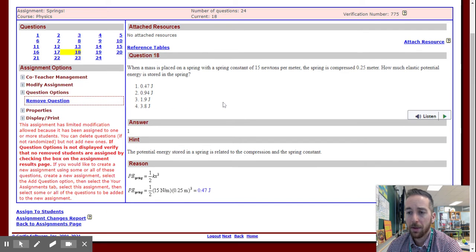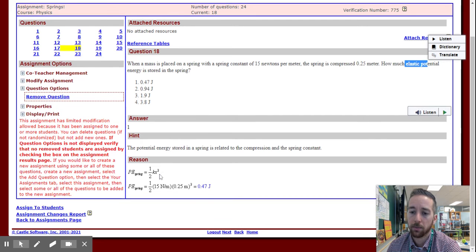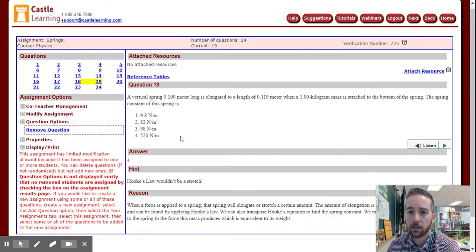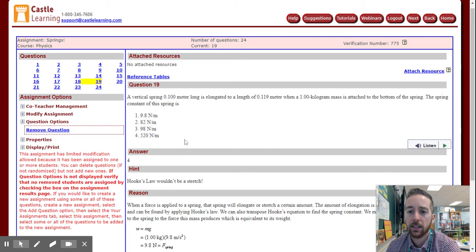When a mass is placed on a spring constant of 15, so we know K is 15. It's compressed 0.25, so we know X, how much potential energy. All right, we know K, we know X, we want energy, plug right in, 0.47 joules, don't forget to square it. Question 19, a vertical spring of 0.1 meters is elongated. All right, so this is like question 2. We're not using either length, we're using the change, so 0.019.